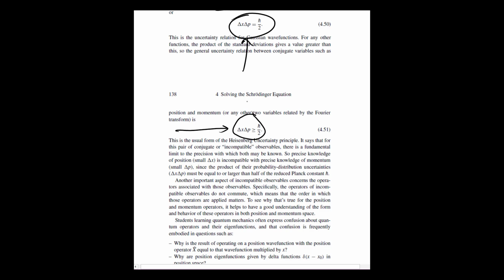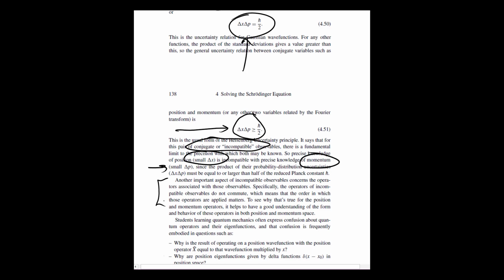And it doesn't just hold for position and momentum. It holds for any pair of conjugate or incompatible observables. Precise knowledge of one, such as momentum, that is small delta p, means that you cannot have a precise value of position, that is small delta x. That's the nature of the uncertainty relation.